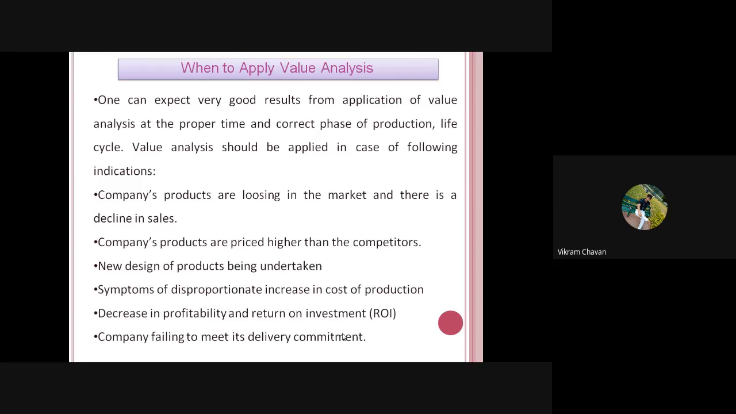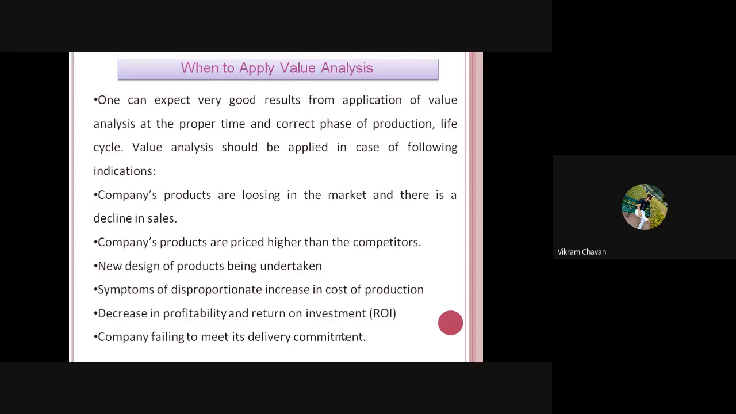Then, new design of products being undertaken. So a similar kind of product you want to launch in the market. At that time you have to perform the redesigning of the product, with extra features, extra facilities, extra functionalities, and you have to create good value for that particular product.